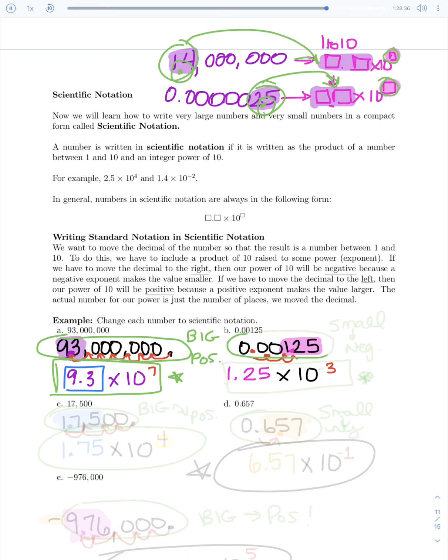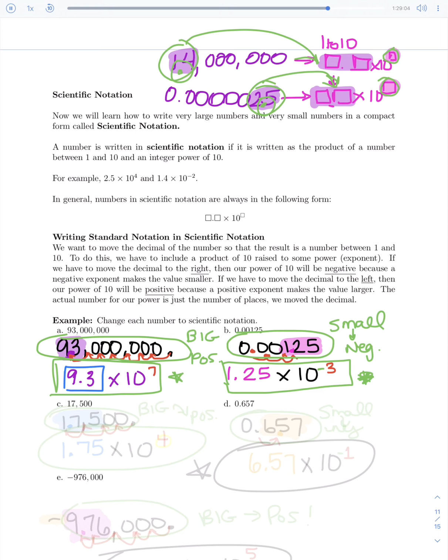Well, again, let's make this easy. What kind of number is this? This is a small decimal. So, if this is a small decimal, it needs to be a negative exponent. So it'll be a negative 3. So my final answer for this number turned into scientific notation is 1.25 times 10 to the negative 3. And that's my final answer.